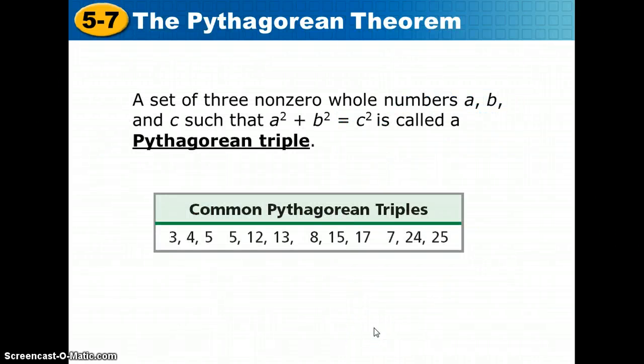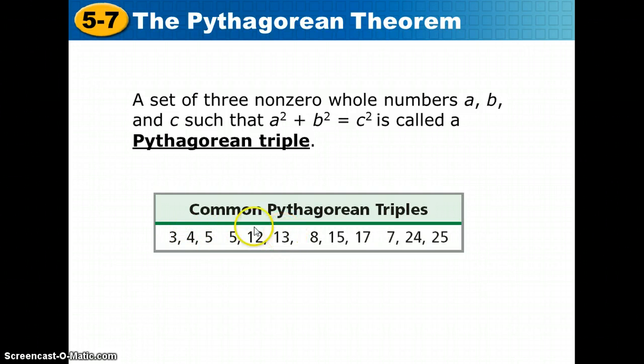All right, moving right along, a set of 3 non-zero whole numbers, a, b, and c, such that a squared plus b squared equals c squared is called a Pythagorean triple. And you're going to start to notice some of these as we go on. Here are the first 4 most common Pythagorean triples: 3, 4, and 5, or any multiples of 3, 4, and 5, like 6, 8, and 10, or 9, 12, and 15 would also be a Pythagorean triple.